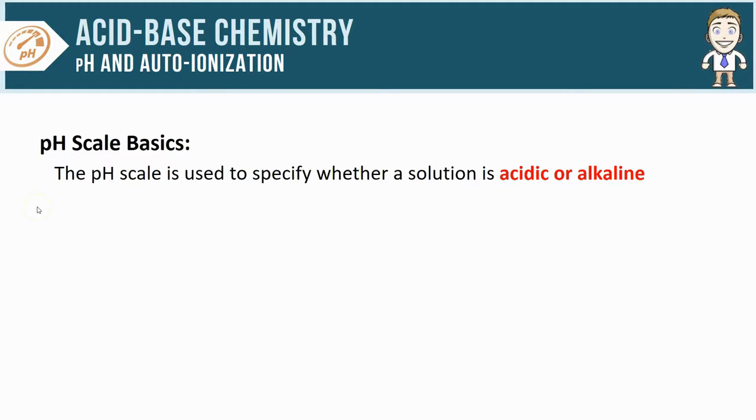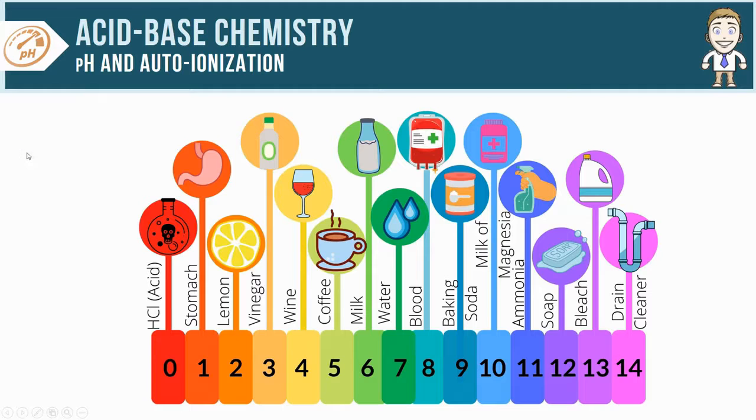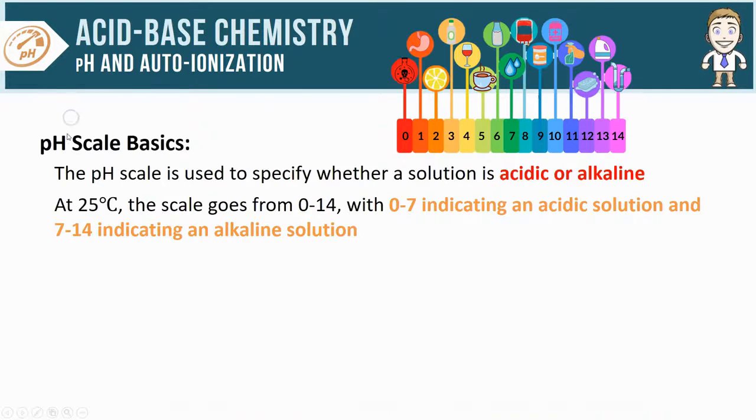So a good definition we can start off with is simply saying that the pH scale is used to specify whether a solution is acidic or alkaline. At 25 degrees Celsius, it goes from 0 to 14, as most of you probably already know, where 0 to 7 indicates an acidic solution, 7 to 14 indicating an alkaline or basic one. Here's a nice chart of that scale with some common familiar substances and where they approximately fall on the scale.